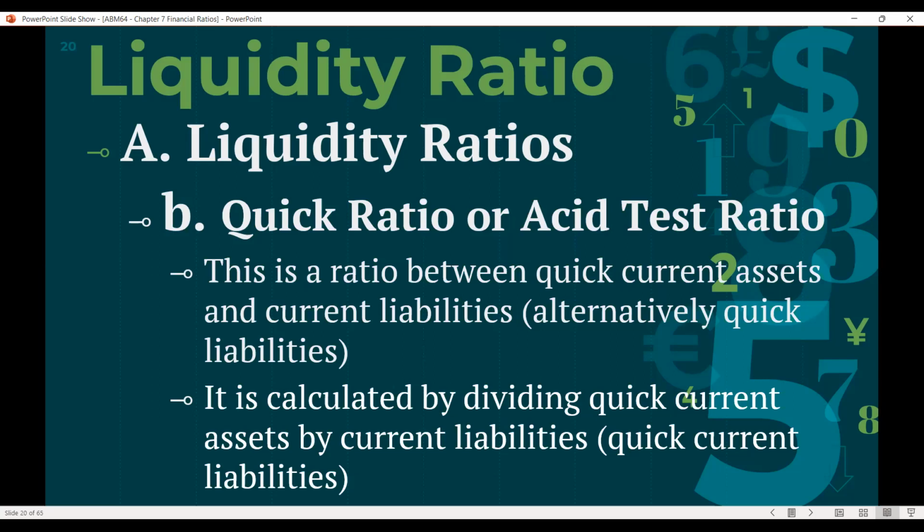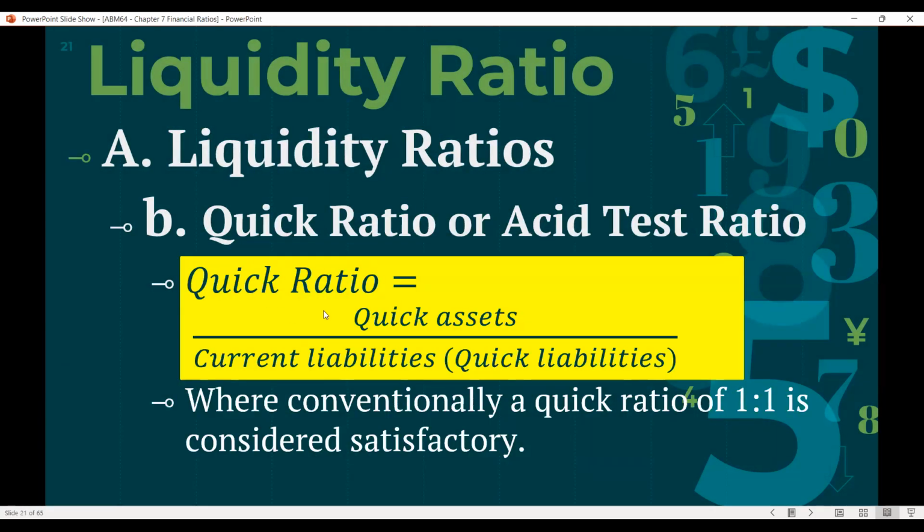So the next type of liquidity ratio is the quick ratio or acid test ratio. This is a ratio between quick current assets and current liabilities, alternatively quick liabilities. So what's the difference between current and quick? It is calculated by dividing quick current assets by current liabilities. So let's try to solve this one.